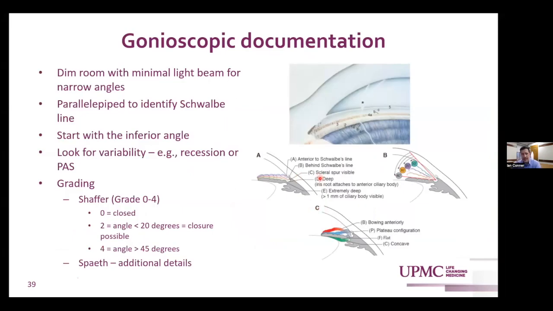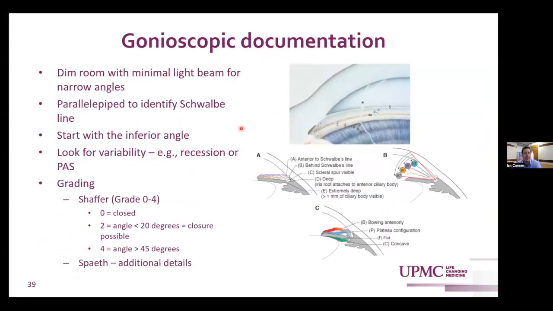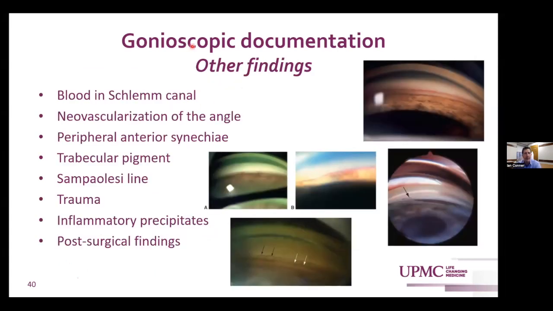Gonioscopy, we want to use ideally a dim room with minimal light beam, especially if the patient has narrow angles or narrow appearing angles. So often I'll do gonioscopy in a little bit more light. And if it looks like the angles are a little narrow, then I'll really dim the lights and look to see if they could be appositional. You can use this parallelepiped to identify the position of Schwalbe line and help orient yourself if it's otherwise difficult. I usually start with the inferior angle, looking for variability. There are a variety of grading systems. Use something even simpler than this, but you should be consistent however you're describing the angle.